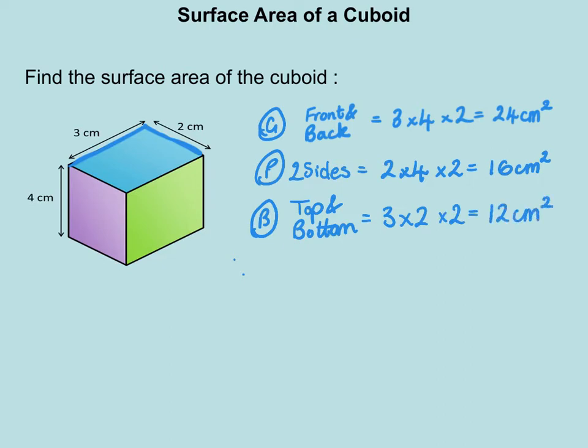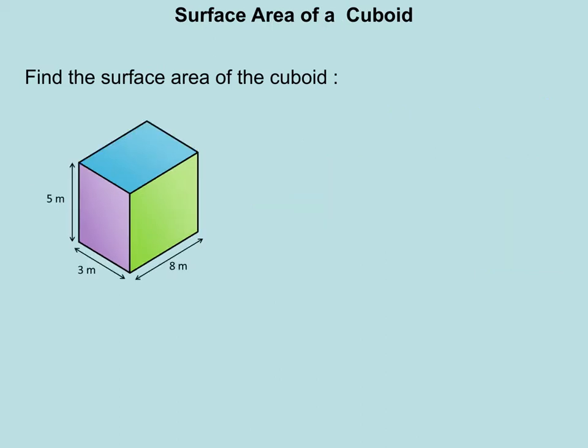Okay, so now we've got all the areas we need. We just add these together. Okay, so for this one here, it's got a surface area of 52 square centimetres. So if we were making a box without the flaps, we would need 52 square centimetres of cardboard to make that cuboid.